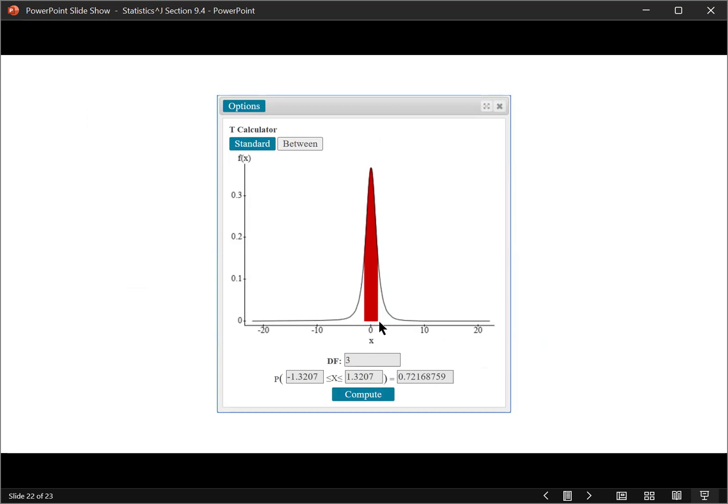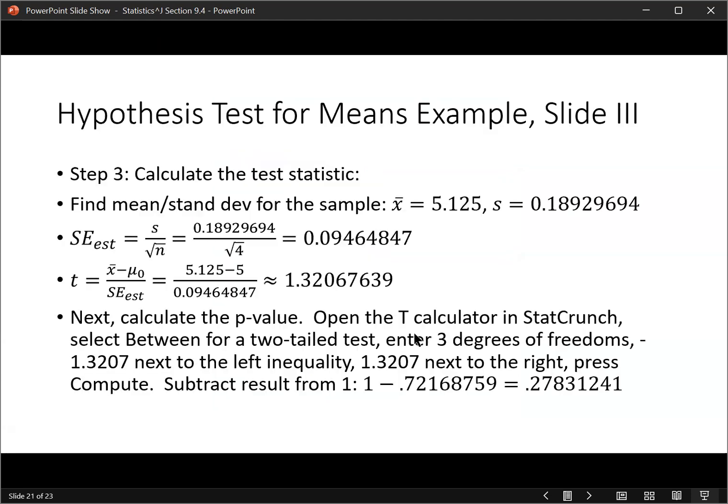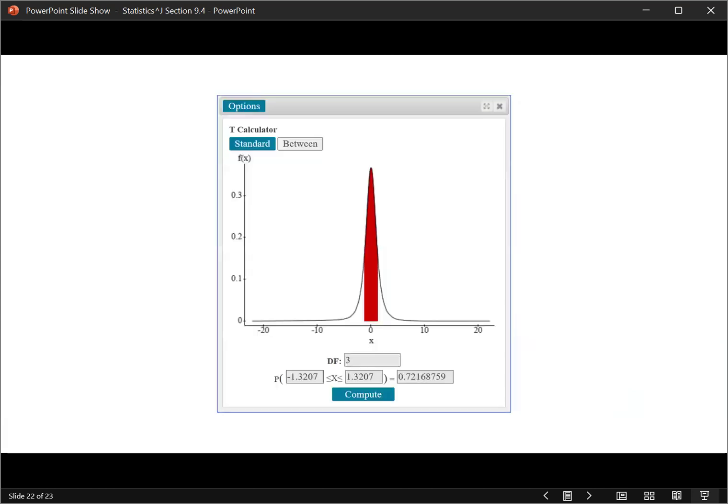Now, what this is, is the area that's between these two. That's not what we want with a two-tailed test. We want to know the area that's in the tails. So what we need to do is convert this so that it's the area in the tails instead of the area that's in the middle. To do that, you take this score here and you subtract it from 1. The sum of all the area under the curve needs to be 1. If the area in the middle is 0.72, then you can subtract 0.72 from 1 to get the rest of the area. If you do that, you get 0.27831241. Okay, so that is the area that's in the tails.